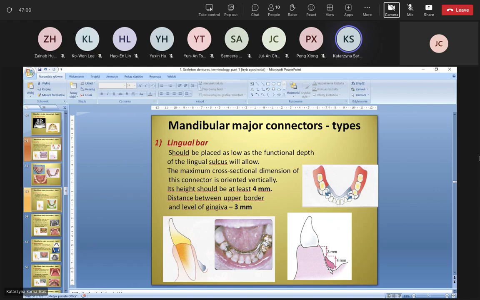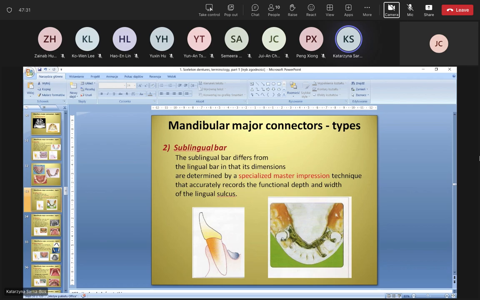Its height should be at least 4 millimeters, and the distance between the upper border and level of the gingiva should be 3 millimeters. So as you see, the depth of the sulcus should be at least 7 millimeters. And this is the example of the lingual bar. This is also the very common connector used in the case of the mandible.